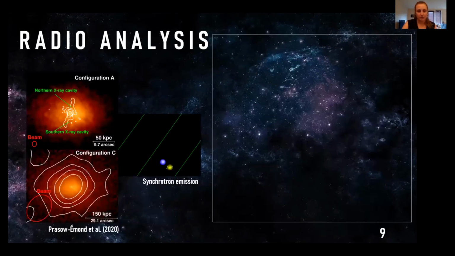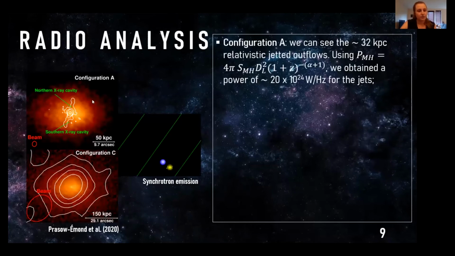Now I'll talk about the radio analysis of the cluster. First, here we have the configuration A data. The background is the X-ray image and the white contours are the configuration A data from the GVLA. You can see here two structures about 32 kiloparsecs in size, and those are the relativistic jetted outflow. Using this formula, we obtain a power of 10^24 watts per hertz for the jets.